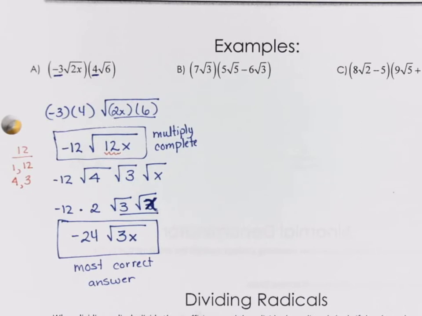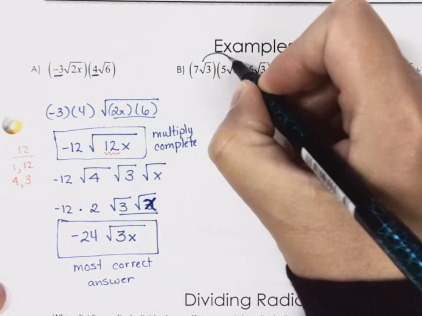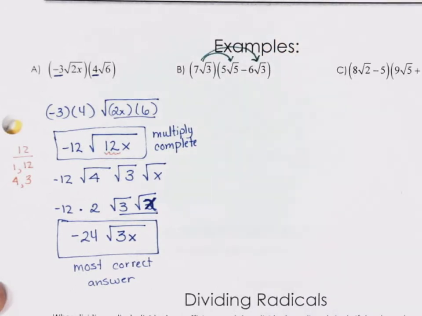Okay, we're ready to do the next one? Okay, are they all square roots? Yeah, so I'm good to multiply them, right? That's the first thing I'm going to check, make sure the indexes are the same. And now this one I'm going to actually have to leapfrog. So I'm going to take this monomial and multiply it by both terms in the binomial.